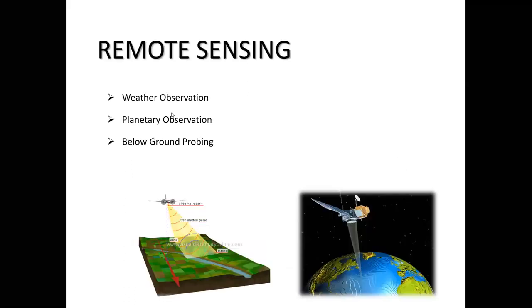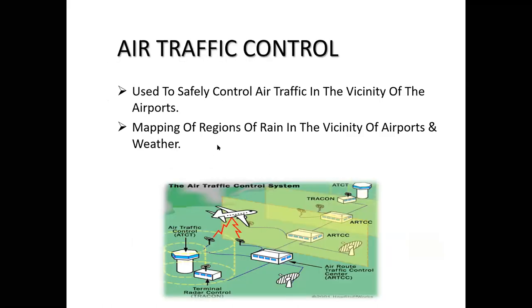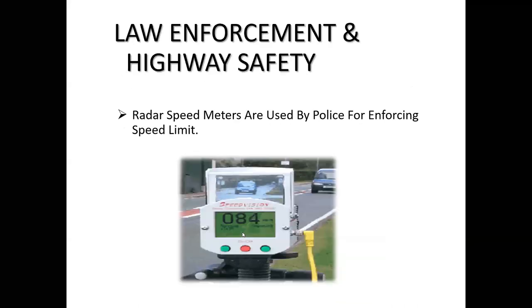And remote sensing, like weather observation, planetary observation, below ground probing. And air traffic control, used to safely control air traffic in the vicinity of the airports, mapping of regions of rain in the vicinity of airports and weather. ATC, that means air traffic control.